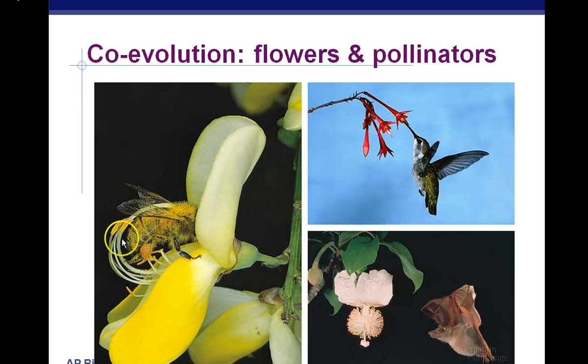Coevolution, remember, that is two species affecting each other's evolution. We're selecting for insects that recognize patterns that bring them to the food source, the nectar, and as a result, they spread the gametes, the pollen, from one plant to another.